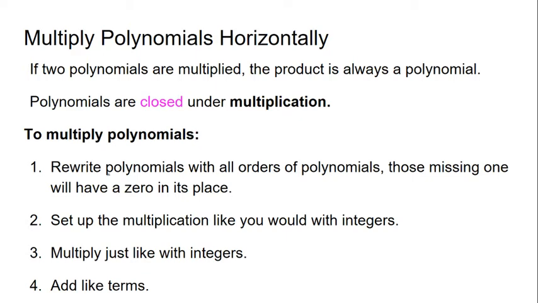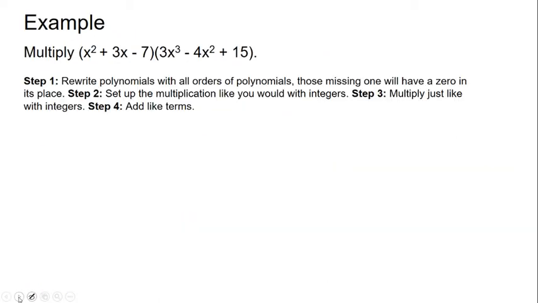So our first step is going to be to rewrite the polynomials with all orders of the polynomial. Those missing one will have a 0 in its place. Then we're going to set up the multiplication on top of each other like we would integers, and then multiply, and then add our like terms.